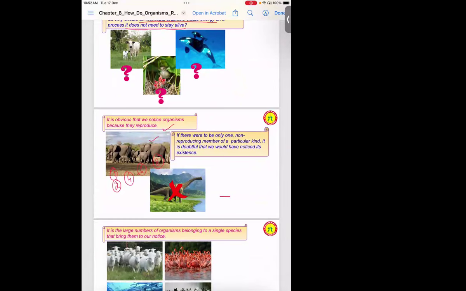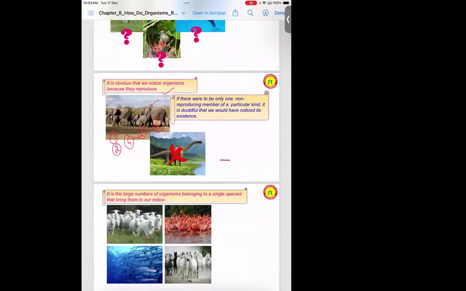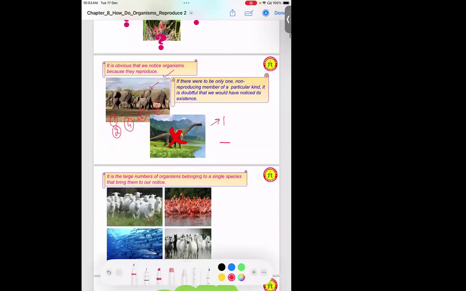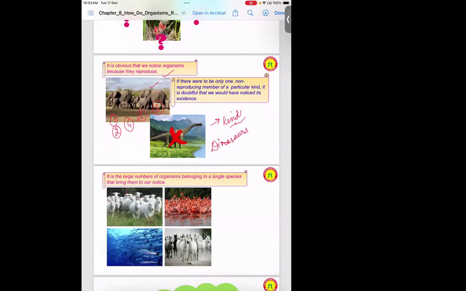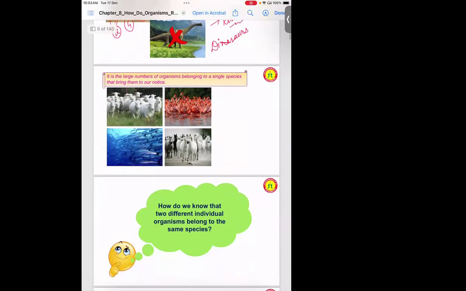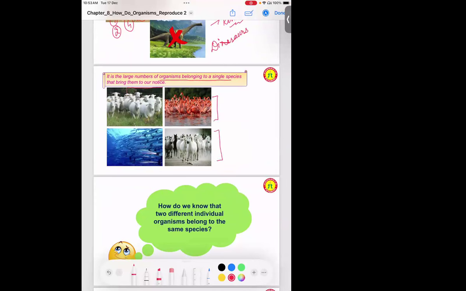Now, if anything has gone extinct from the earth, that is because their own kind was not present on the earth further, like in the case of the dinosaurs. Slowly and gradually they were not able to carry out the reproduction process, and because of that they became extinct. It is a large number of organisms belonging to a single species that bring them to our notice. Here you can see so many horses are there, fishes are there, likewise.